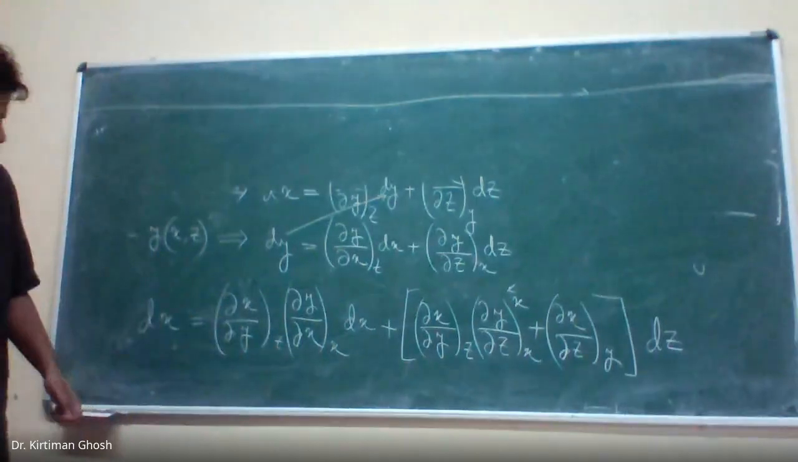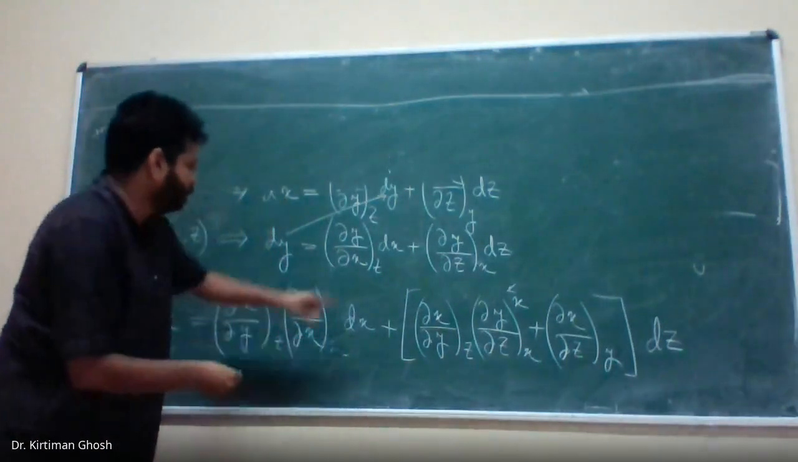Shouldn't it be del y by del x at constant z there in the first term? Yeah, constant z. Sorry. So this is constant z.